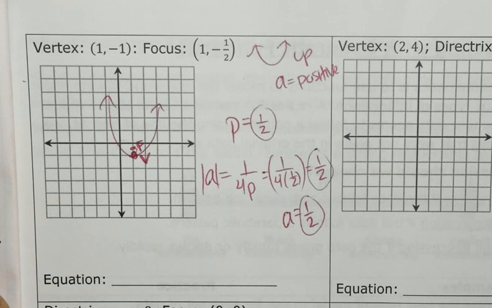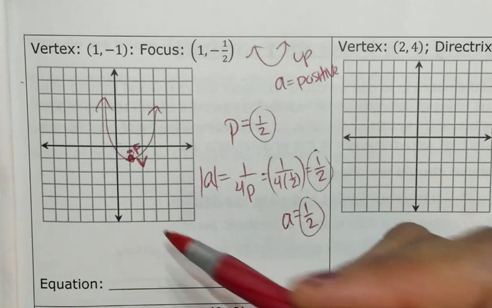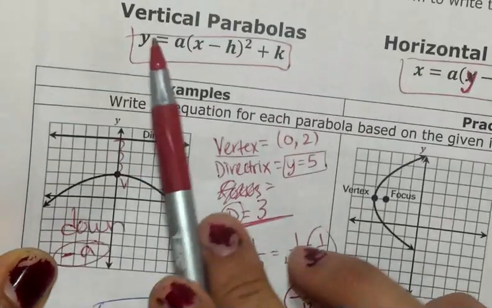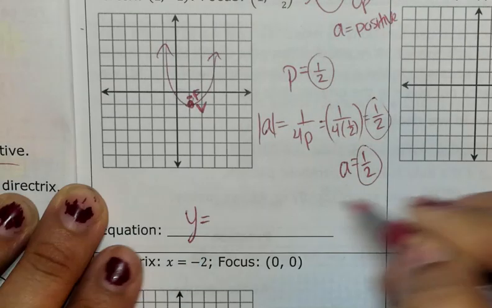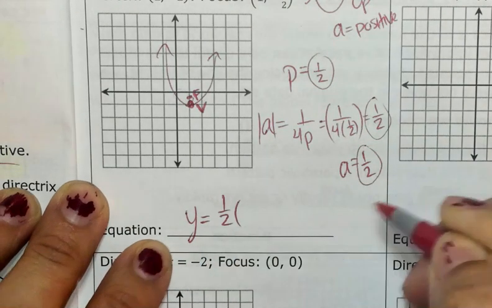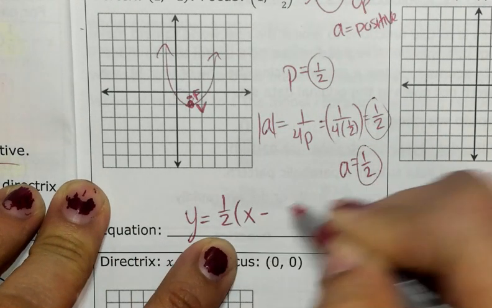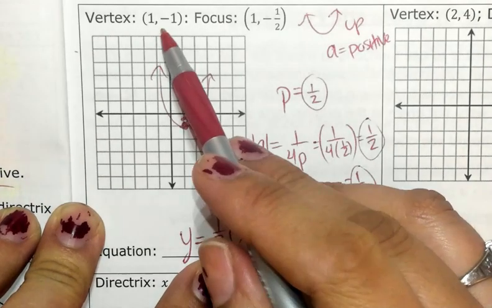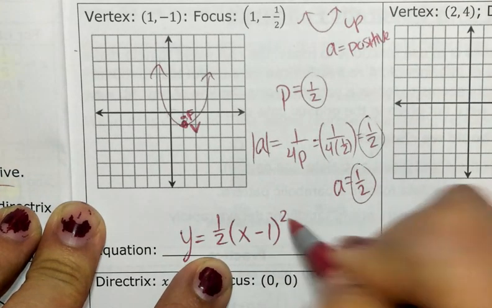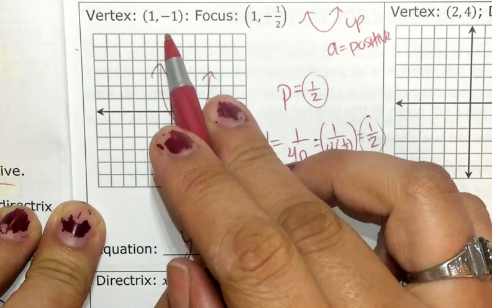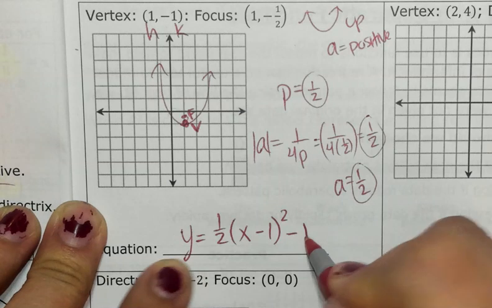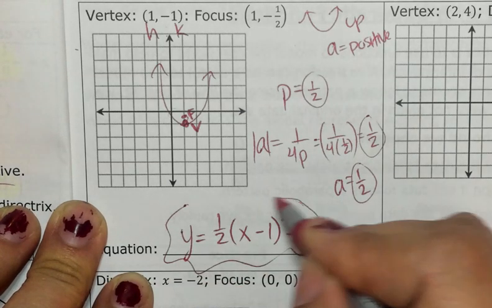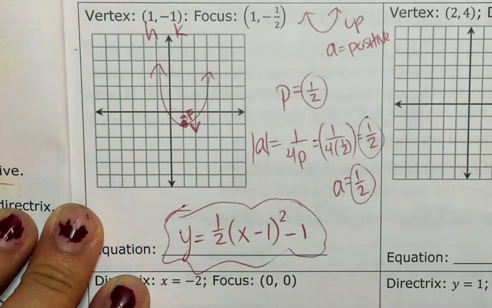So with that information, we're going to write the equation for an up and down vertical parabola. So that means it follows that example. Y equals 1/2 (x minus your h, so 1) squared, plus your k, so minus 1. Okay, so this is the equation for this parabola.